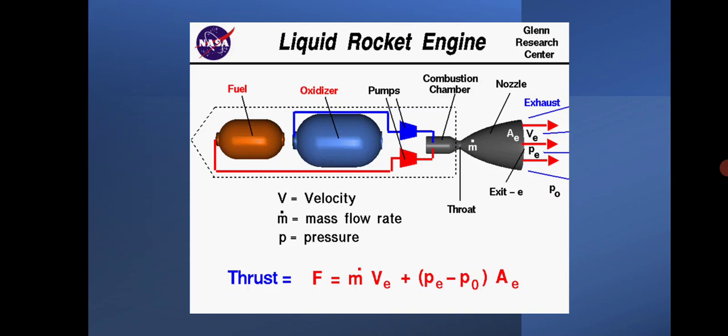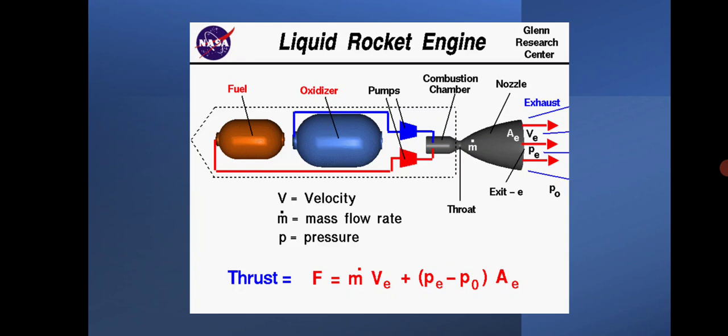In this slide, liquid propellant engine. The maroon color is fuel, the blue color is oxidizer. When the fuel and oxidizer mix together in the combustion chamber, it will generate a high amount of pressure and temperature. It leaves towards the nozzle and the thrust is generated.